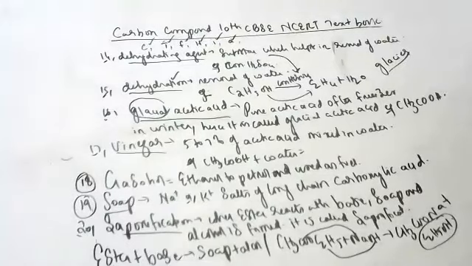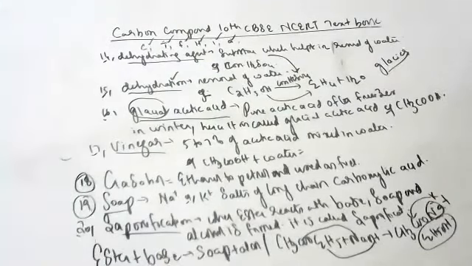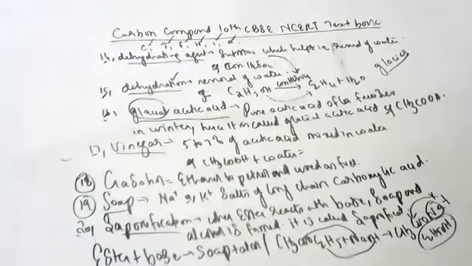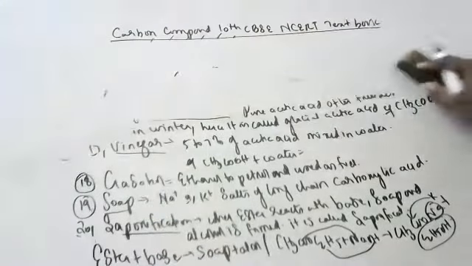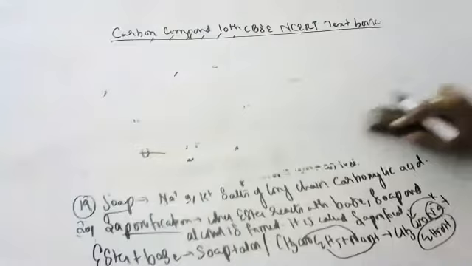What is saponification? When ester reacts with base, soap is formed. Because soap is formed, it is called saponification. And what is soap? Sodium or potassium salts of long chain carboxylic acids are called soaps.